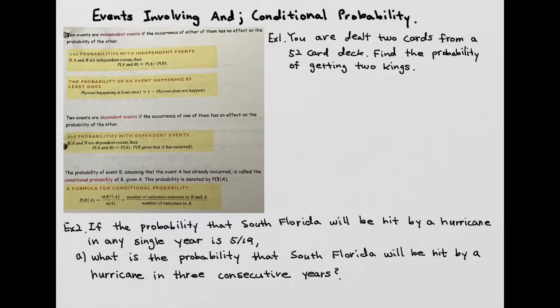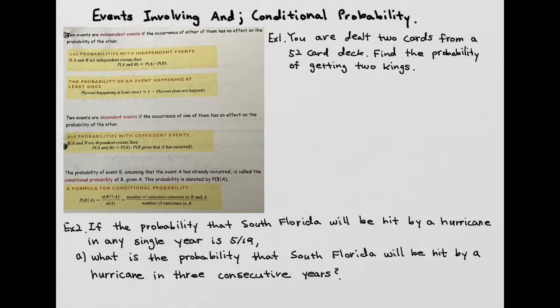In this section, we're going to look at events involving AND and conditional probabilities. We did look at events involving OR before, and if you recall, when it's involving OR, you're adding the probabilities. Here, when your event is involving AND, then you're going to multiply.